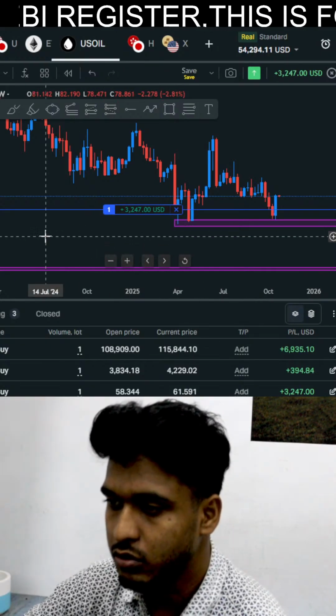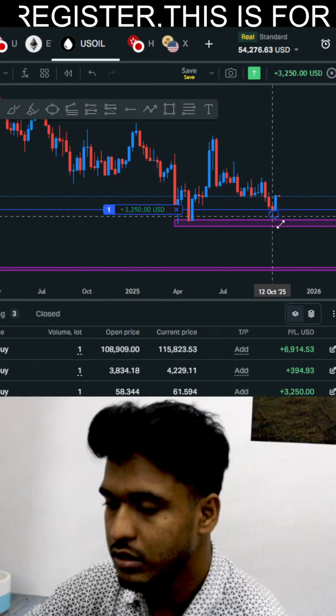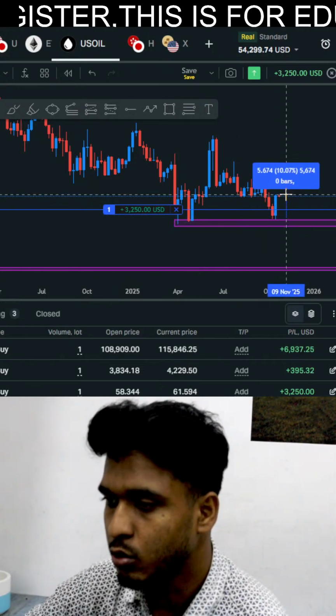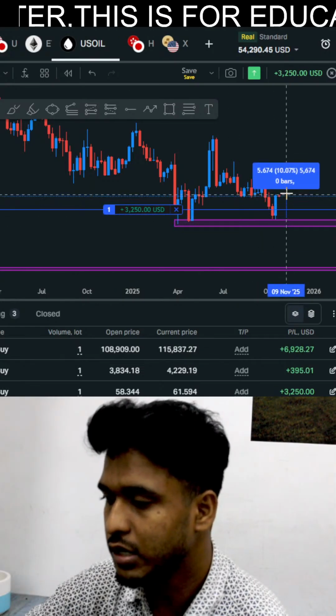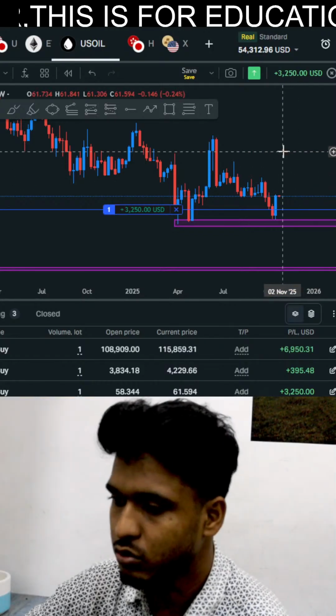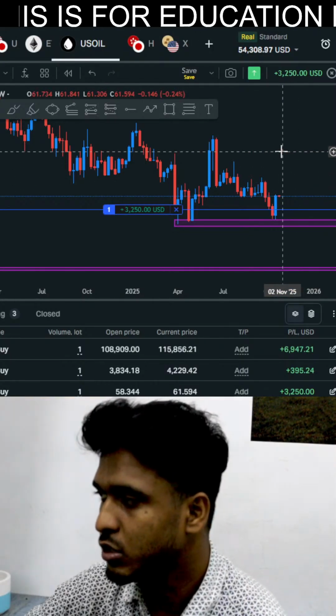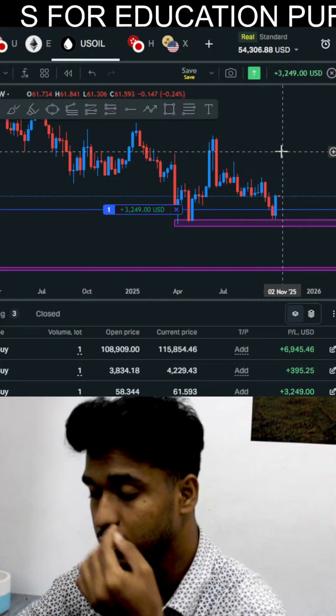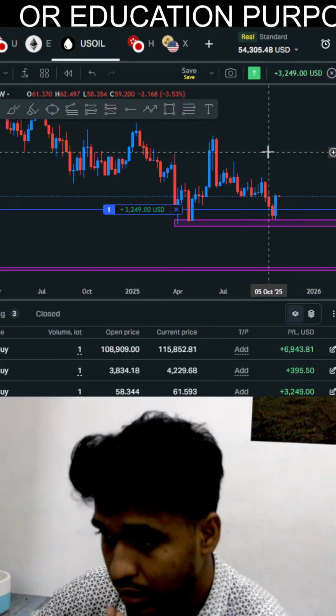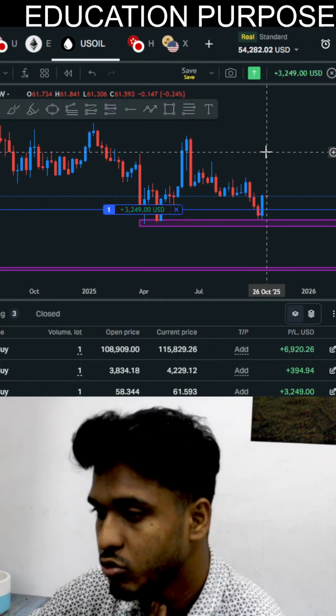So you can't take a trade now in US oil. Look at this, it's already 500 pips. That means if you take a trade in 0.01 also, you're gonna get a $50 loss. And I won't suggest you to take a trade now.